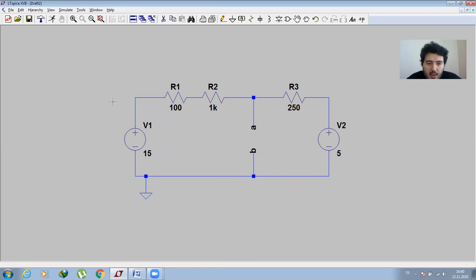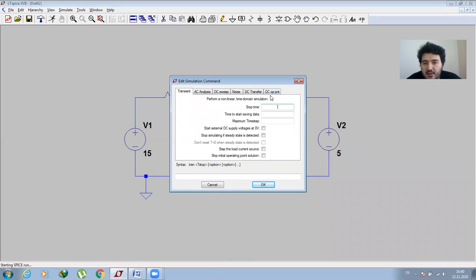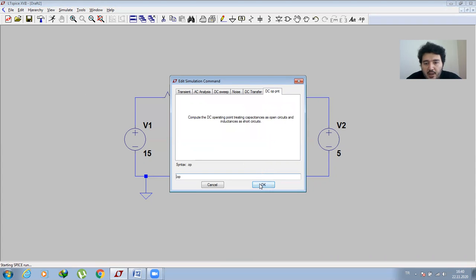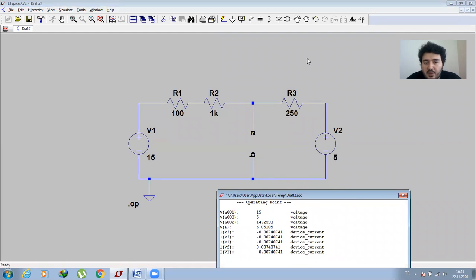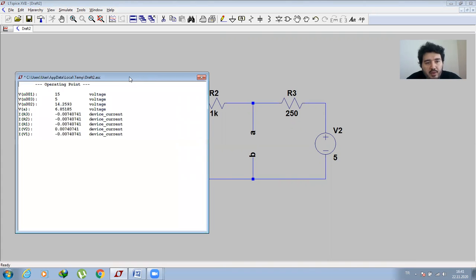So I want to measure the voltage of this node. I'm clicking the run button. I'm selecting the DC operating point, and you can see there is an explanation here about capacitance and inductance. There is no capacitance and inductance in our circuit, so it is not important right now. I'm clicking the OK button, and it returns the results for me.